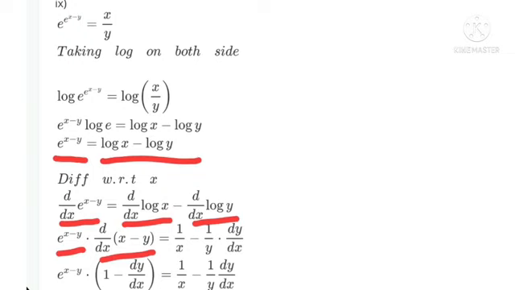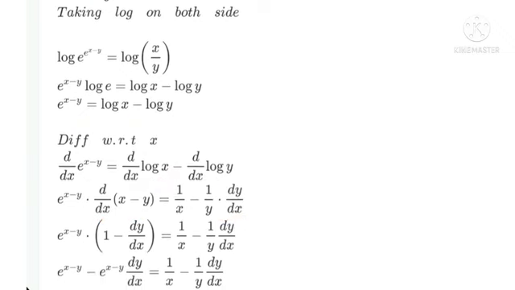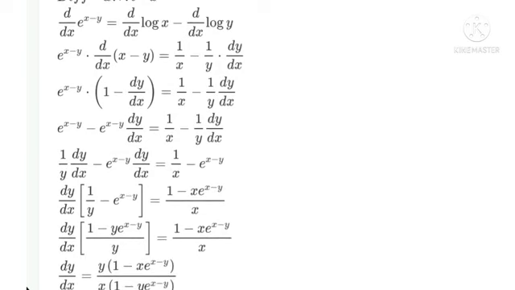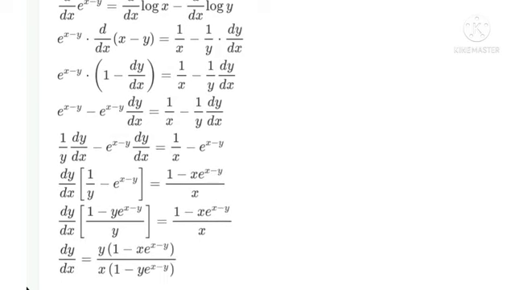And what is the derivative of log x? 1 upon x, and for log y, 1 upon y into dy by dx. So we get, here, see, e raised to x minus y as it is, derivative of x is 1 and derivative of y is dy by dx. 1 upon x as it is, 1 upon y into dy by dx as it is.